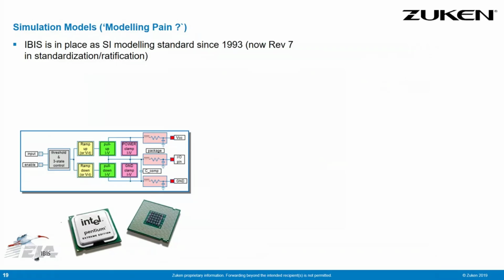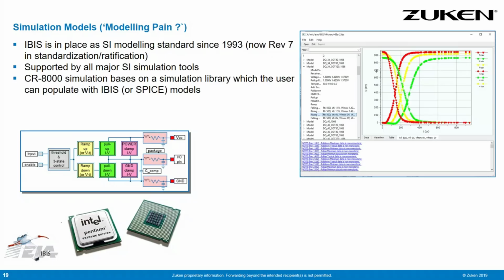Let's dive a little bit into the details of the models for components, this so-called IBIS standard. IBIS is in place now since 1993. At the moment, revision 7 is under ratification, and IBIS models are supported by all signal integrity simulation tools being in the market these days. IBIS is supported by, I would say, 98 to 99% of the silicon vendors for digital circuitry, of course.